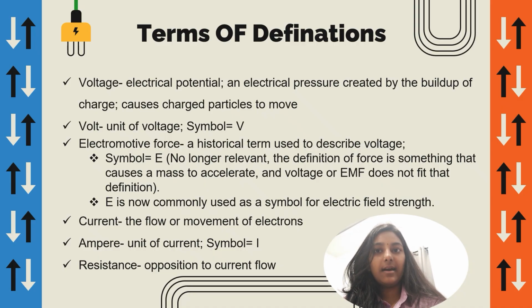Next is current. Current refers to the flow or movement of electrons in a circuit. The unit of current is ampere and its symbol is I. Lastly, resistance. Resistance is the opposition to the flow of current in a circuit. Higher resistance means less current can flow.